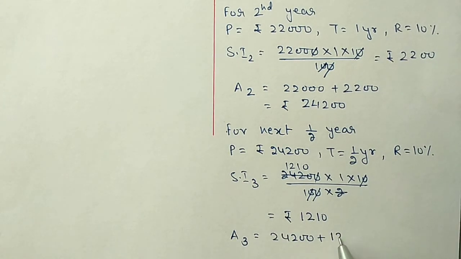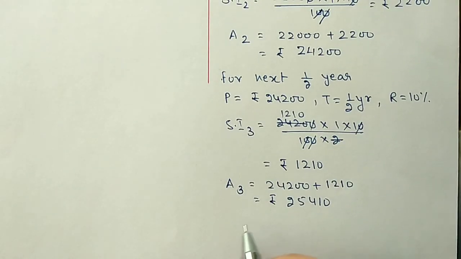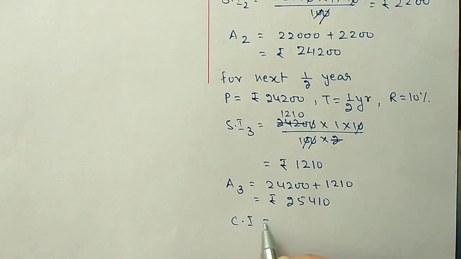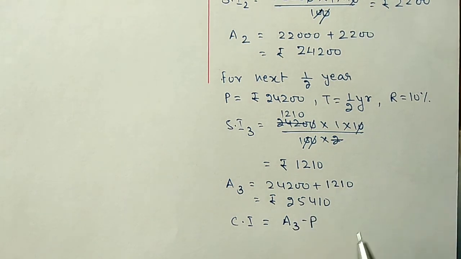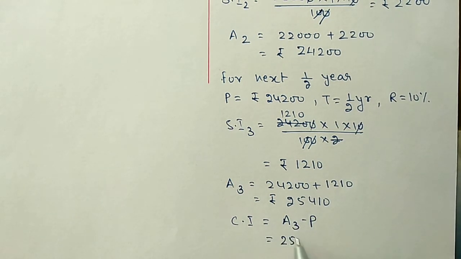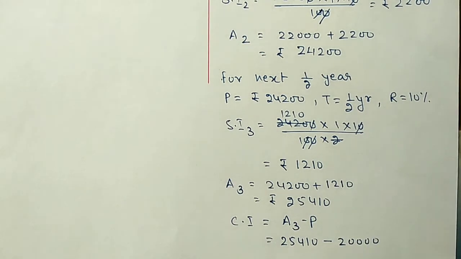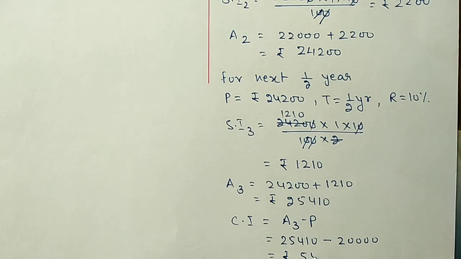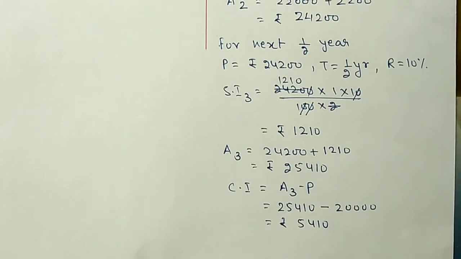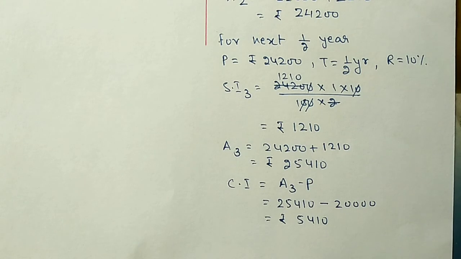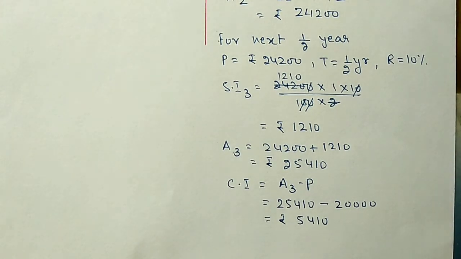Amount by the end of 2.5 year will be 24,200 plus 1,210 rupees, which is equal to 25,410 rupees. So compound interest, how much he got? Final amount minus initial principal. Final amount is 25,410 and initial principal was 20,000. So he got here 5,410 rupees as compound interest, but he repays 5,000 as simple interest. So he gained total the difference between these two interests.